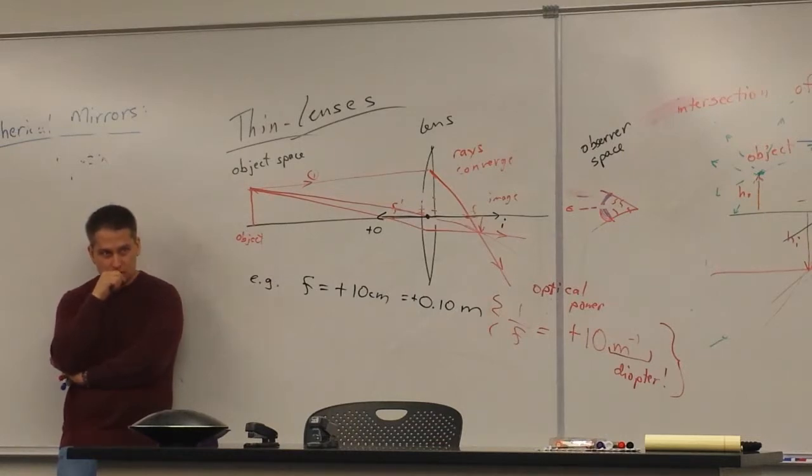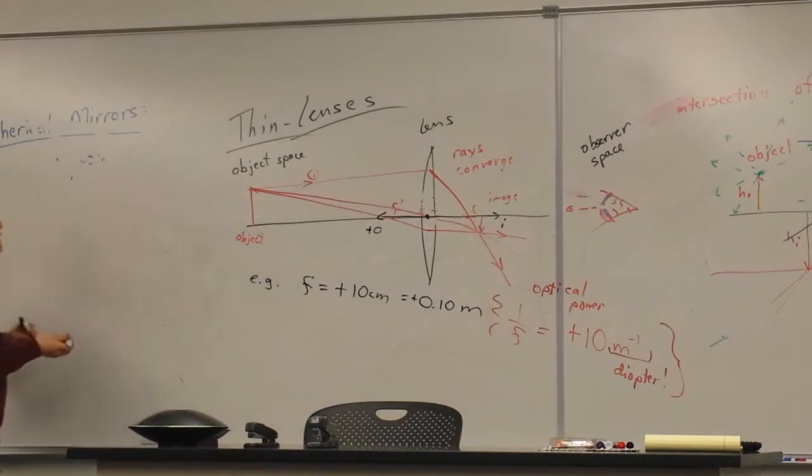But since you have a focal distance on either side, is there a relationship you can draw, like you do with the spherical mirror, between the focal distance and the radius of one of the sides, or do you have to consider both of the sides? Yes, you have to consider both of the sides.